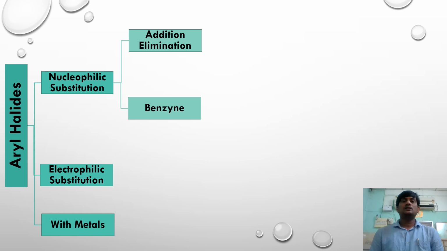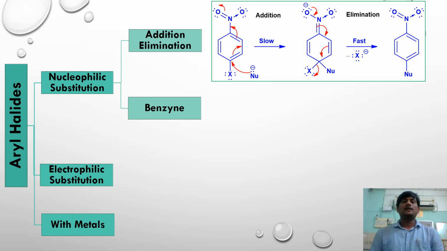If you take the addition-elimination mechanism, first there is an addition of the nucleophile to the reaction center. After that, there is an elimination of halogen from the reaction center. This type of mechanism is exhibited by aryl halides containing electron withdrawing groups such as nitro groups at the para position or ortho position. In this mechanism, the first step is the slowest step and the second step is a fast step. The next mechanism is the benzyne mechanism.